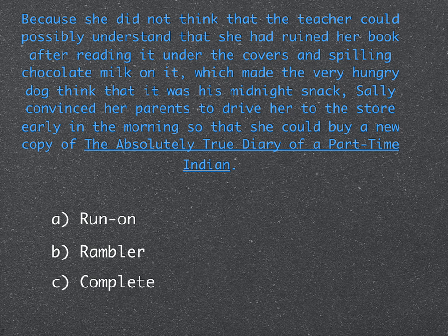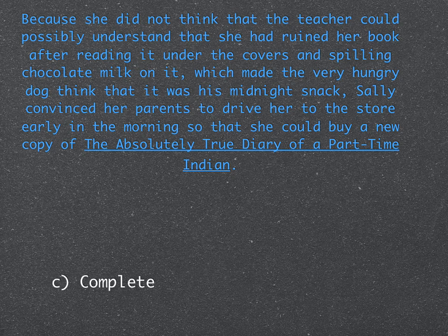B, a rambler. Answer B? Are you sure? Sorry guys, but that's not correct. It may look like a rambler because of the many conjunction words used. However, this sentence is actually grammatically correct because it uses a variety of punctuation and conjunction words properly to combine each idea into a complete sentence.